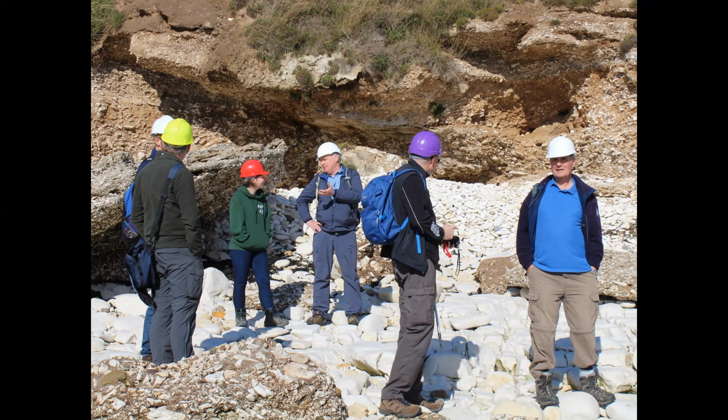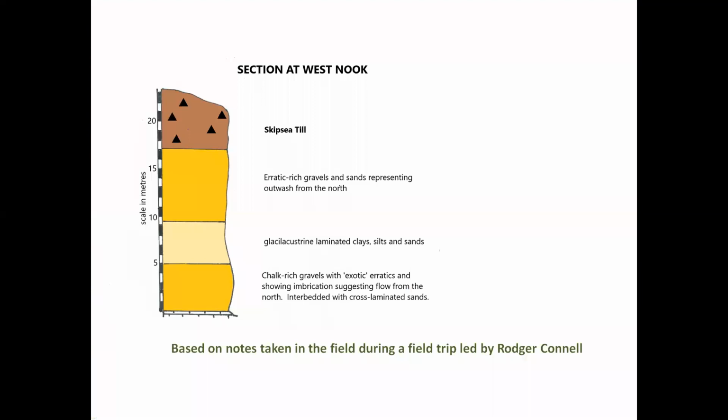The cliff section at West Nook presents the western side of the Paleo Valley and a more complex set of Quaternary deposits, all believed to be younger than the gravels of East Nook. Two northerly sourced gravel units are separated by a finer interbedded sediment believed to have been deposited in a proglacial lake which formed when ice occupied what is now Bridlington Bay and blocked drainage southwards.